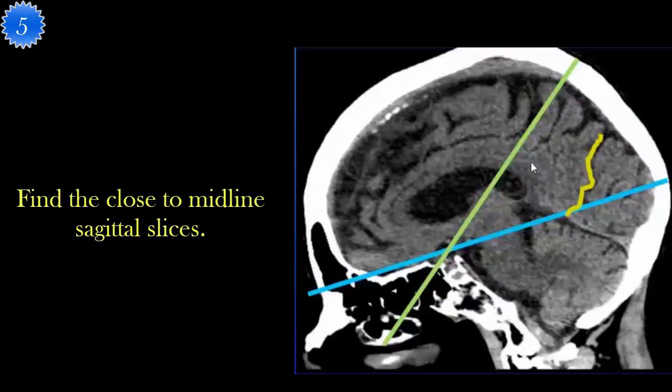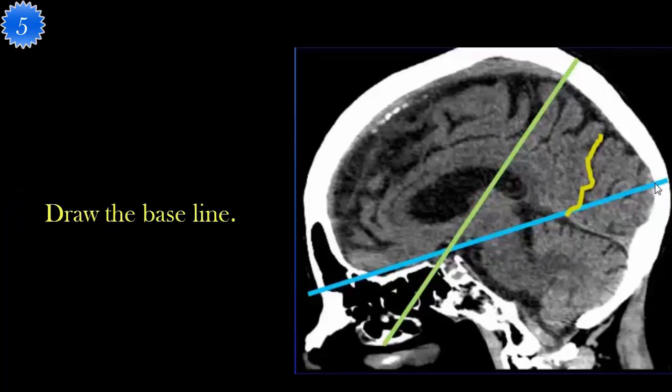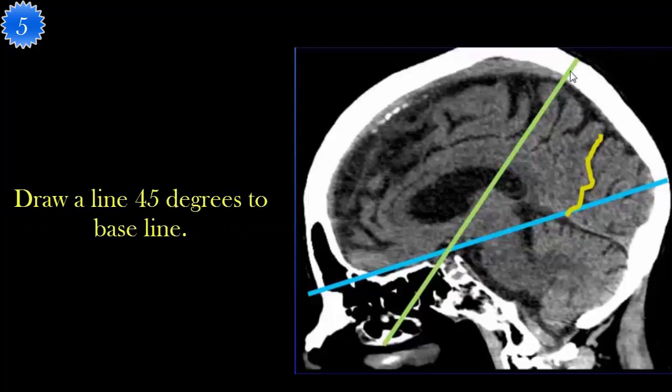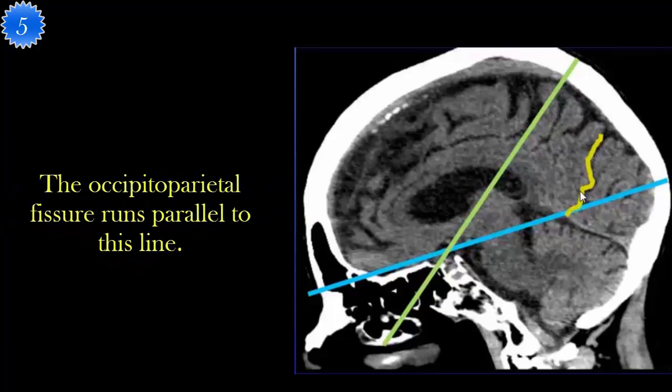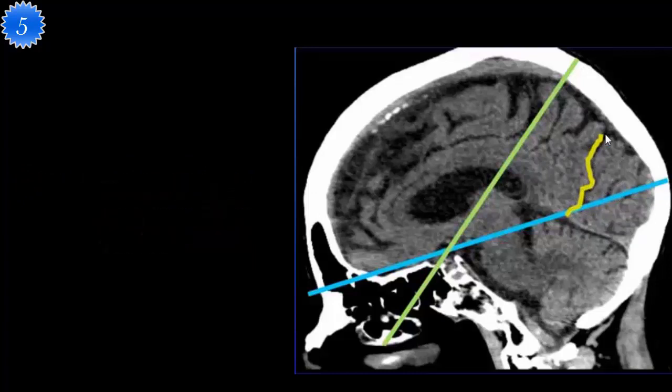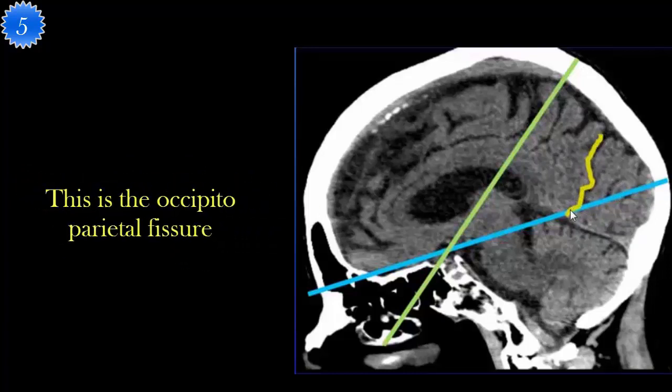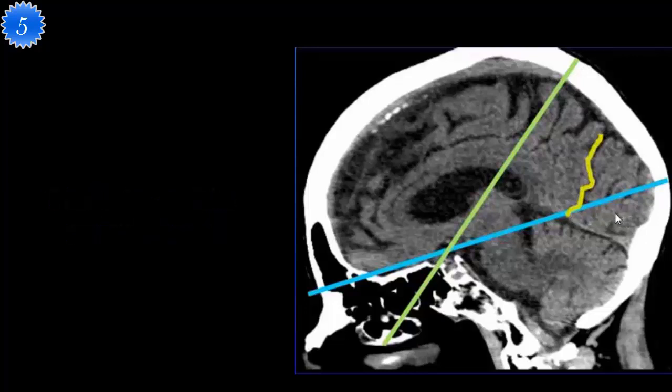Find the close to midline sagittal slice. Draw the baseline. Draw a line 45 degrees to the baseline. The occipitoparietal fissure runs parallel to this line. This is the occipitoparietal fissure. This is the lingual gyrus. This is the cuneus. And this is the precuneus.